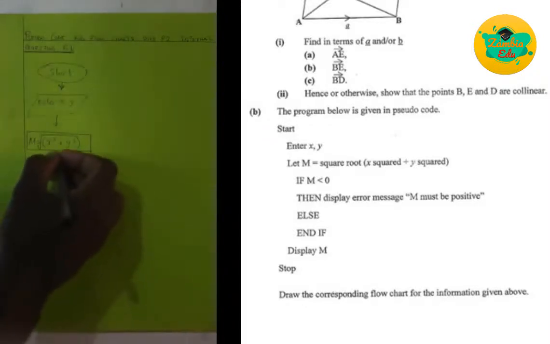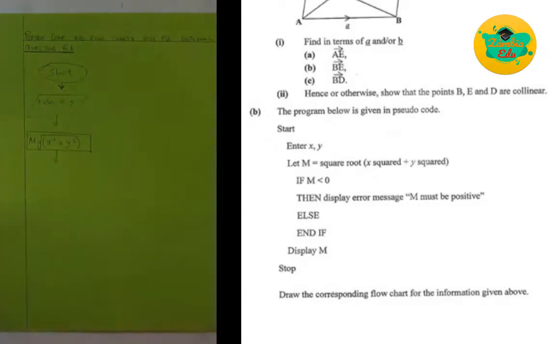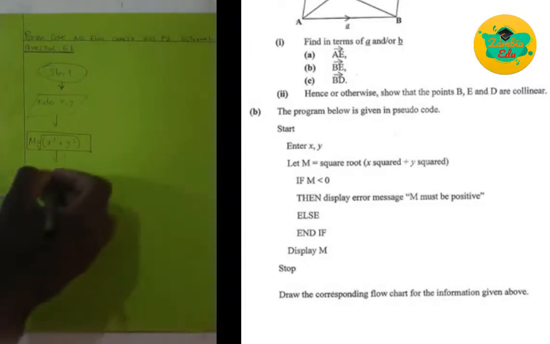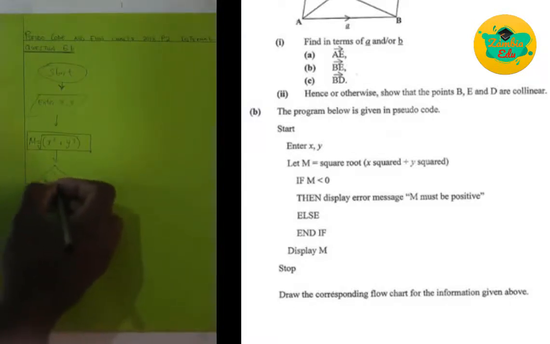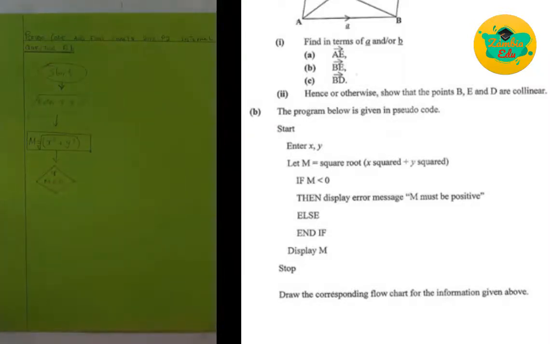Then the next step, we continue the flow there. It says if m is less than 0, so they've said if, it's a decision. So we introduce the decision box at that point, and then we say is m less than 0? Is m less than 0? If yes, then display error message m must be positive.